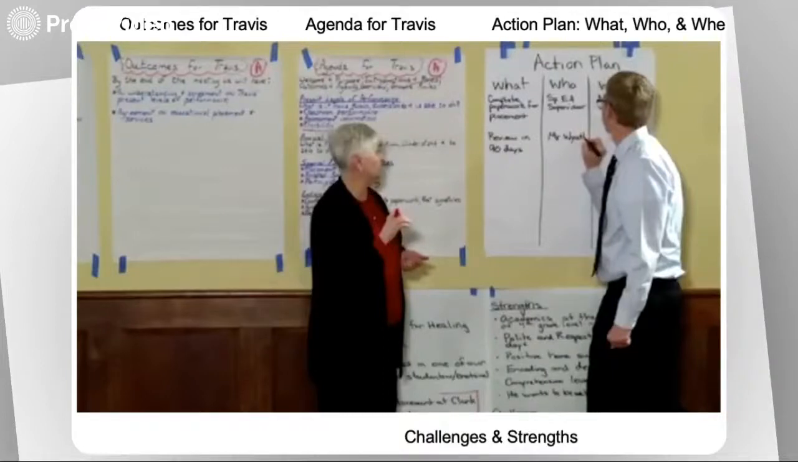And then on the right, we have the action plan that really lays out who and what and when the action plans need to be accomplished. Down at the bottom, we have Travis's strengths and challenges. I really like to have everybody in the room go around the table and list at least one strength and one challenge for the student.